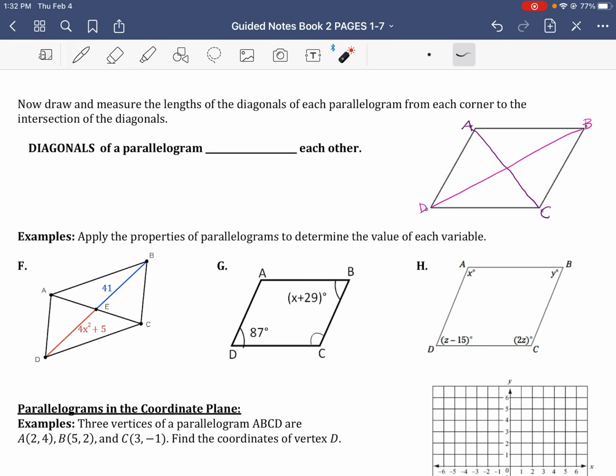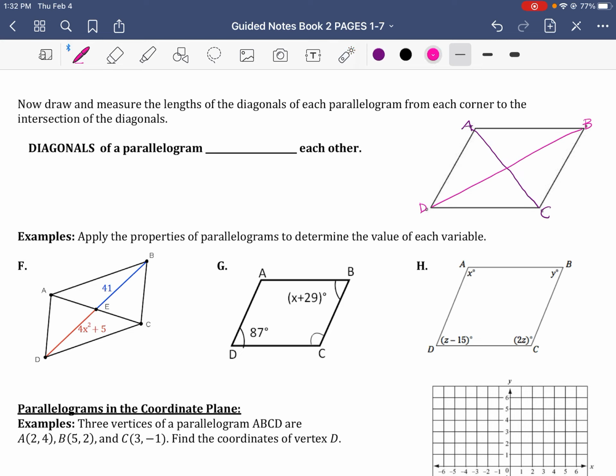If you look at those, you could ask yourself, are those the same length? Hopefully you answer no. You can see that from D to B, that's a longer distance than from A to C. Now, if it was a rectangle, then those diagonals would be equal. They look like they are the same length. But this parallelogram squished down a little bit.